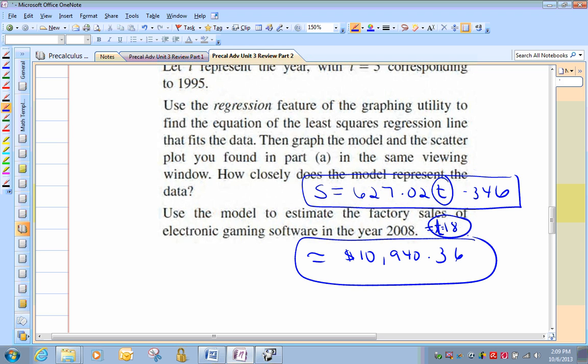$10,940.36. Make sure you read through that problem. Make sure you work that problem on your calculator and can get this regression formula. And then make sure you understand if you plug 18 back in that you can actually get that out of your calculator as well. All right, go Bearcats.